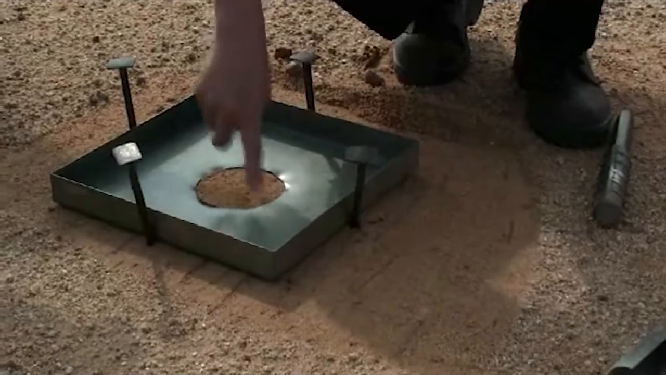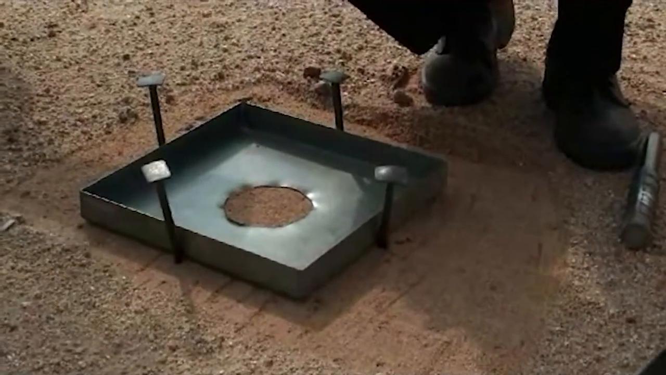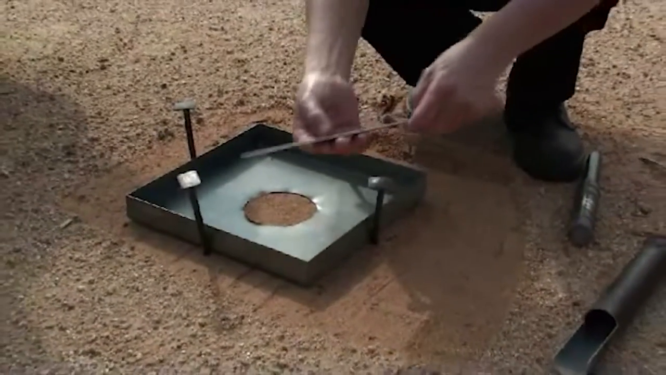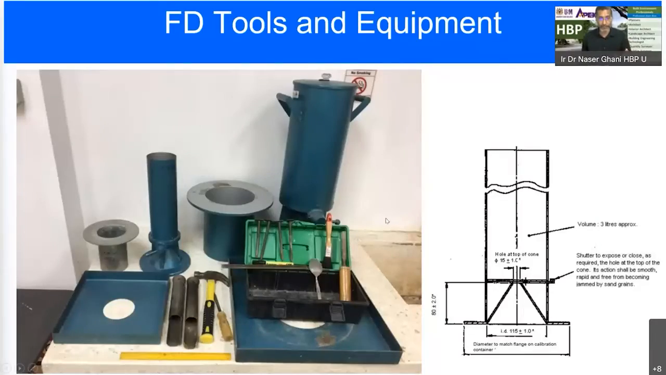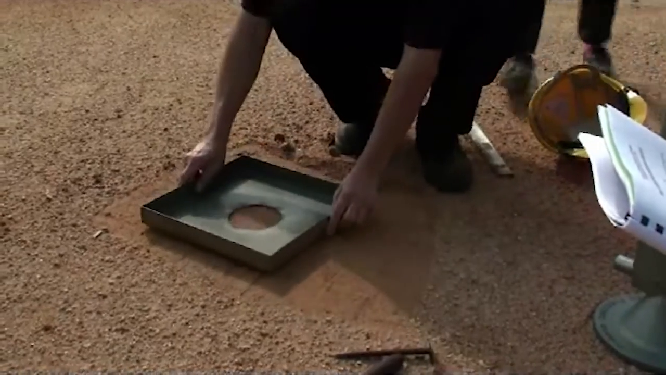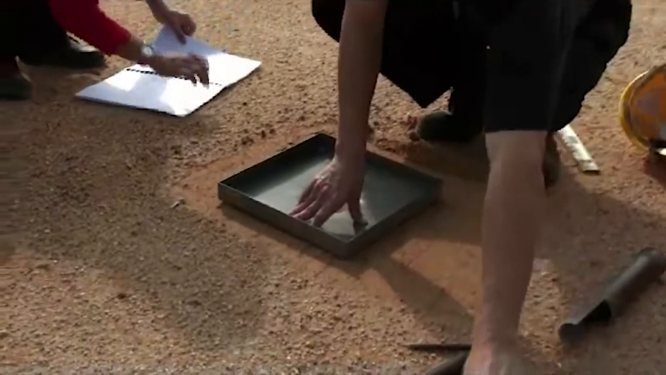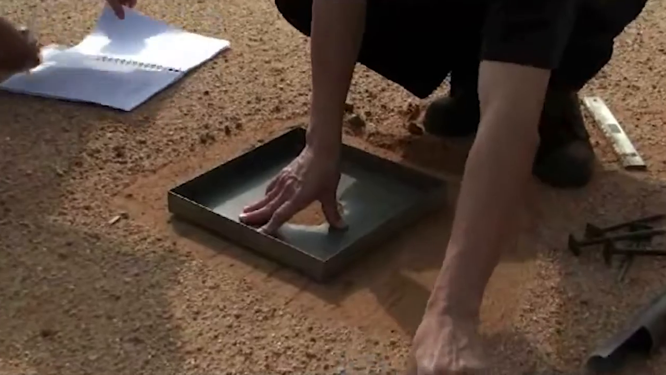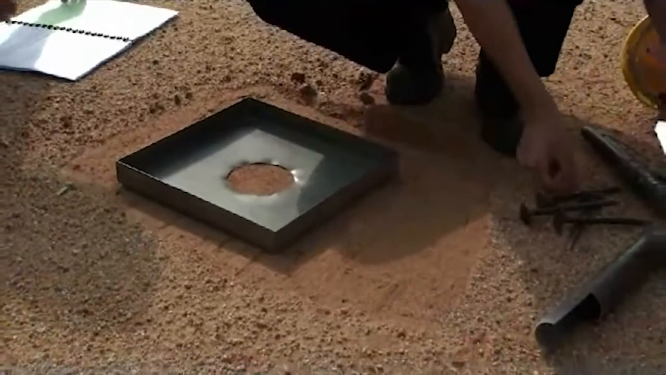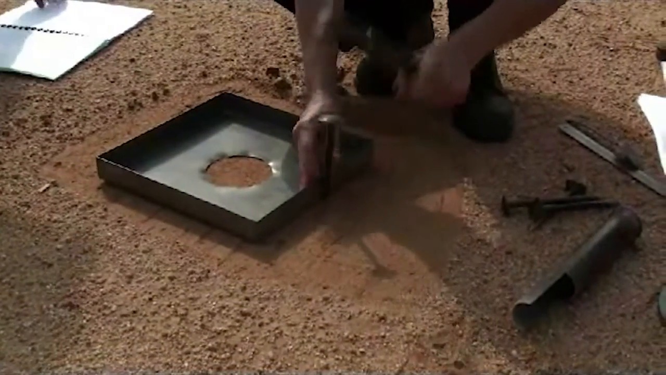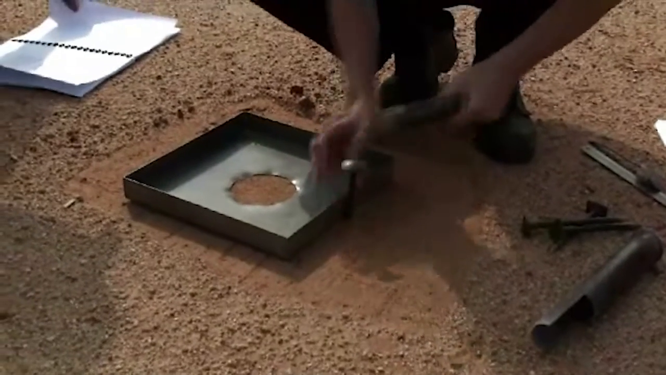Field density test using the sand replacement method. It looks like it has a few components here. What are they? All of these tools and equipment are going to be used in this test: excavating the hole, removing the soil, and containing and keeping the sand, and so on.